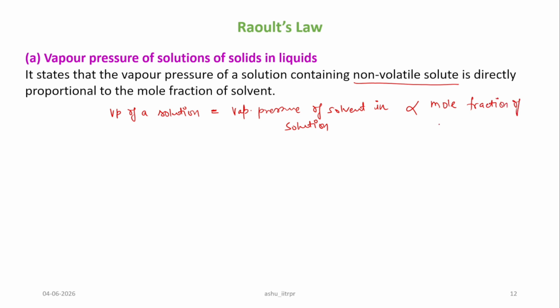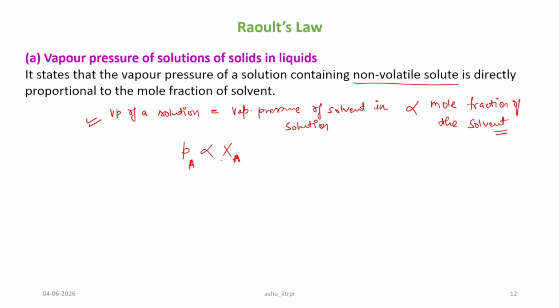The mole fraction of the solvent. Why? Because the solvent is the only component playing a role in vapor pressure. So as we increase the mole fraction, that is the quantity of solvent, the more quantity of solvent, the more is the vapor pressure. There should be no confusion. That means what we can write is vapor pressure, I am representing it as P, and that too of A, that means of the solvent. So it is directly proportional to the mole fraction of the solvent.